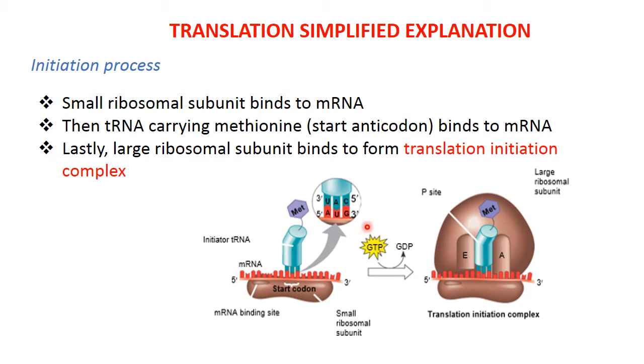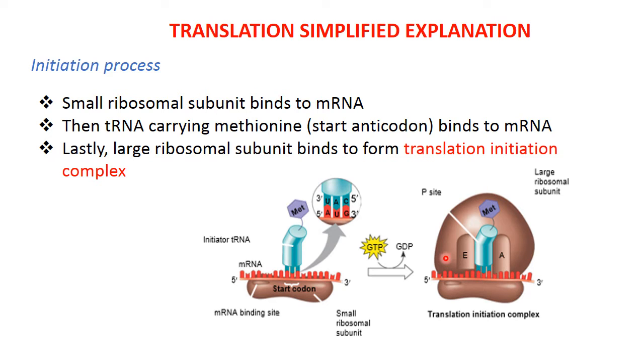And then once the small ribosomal subunit has been bound to it, next it is the tRNA, which has the anticodon that is complementary to the start codon. And of course that one carries the methionine amino acid. And of course the process requires energy. So lastly, it's the large ribosomal subunit that will bind to it.